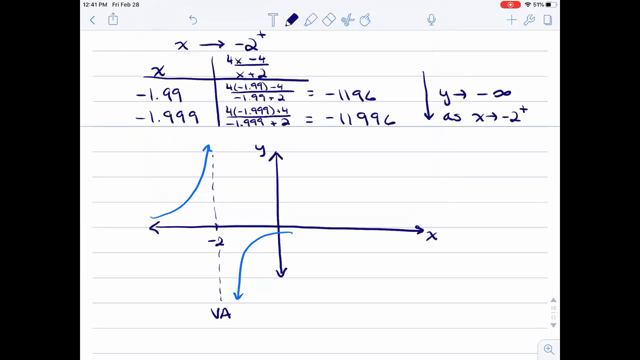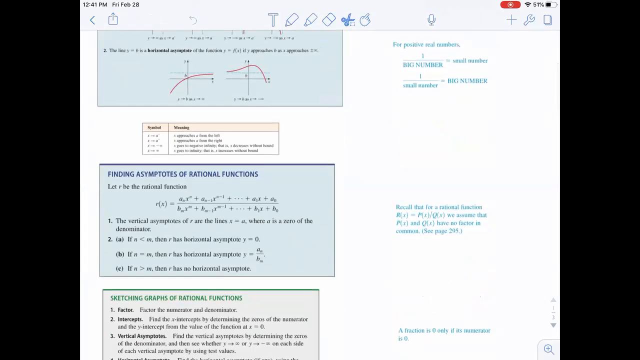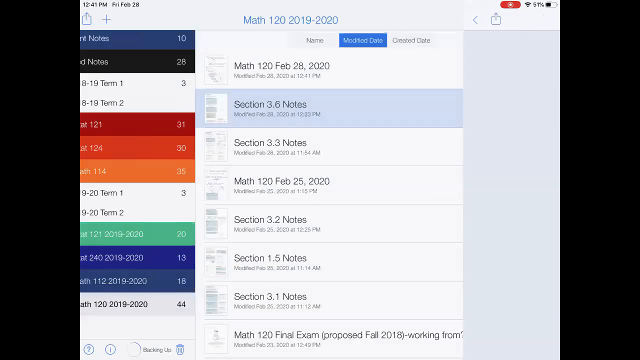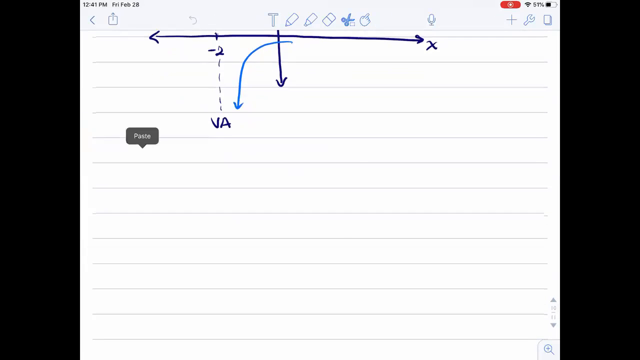Cool. So in general, that's how we would sketch our vertical asymptotes. I'll bring in this next box here because it's actually kind of interesting.